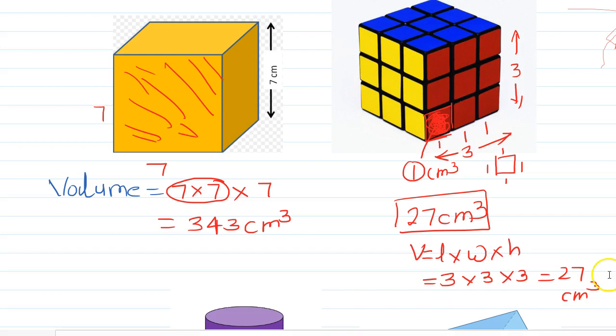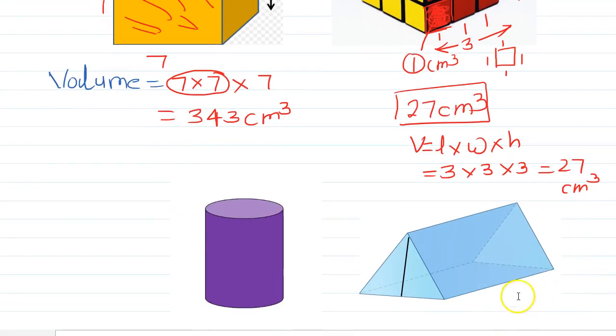Okay, now let's see this. This is another example. So here if you see, there is a cylinder and a prism, a triangular prism. So how can we calculate this volume?